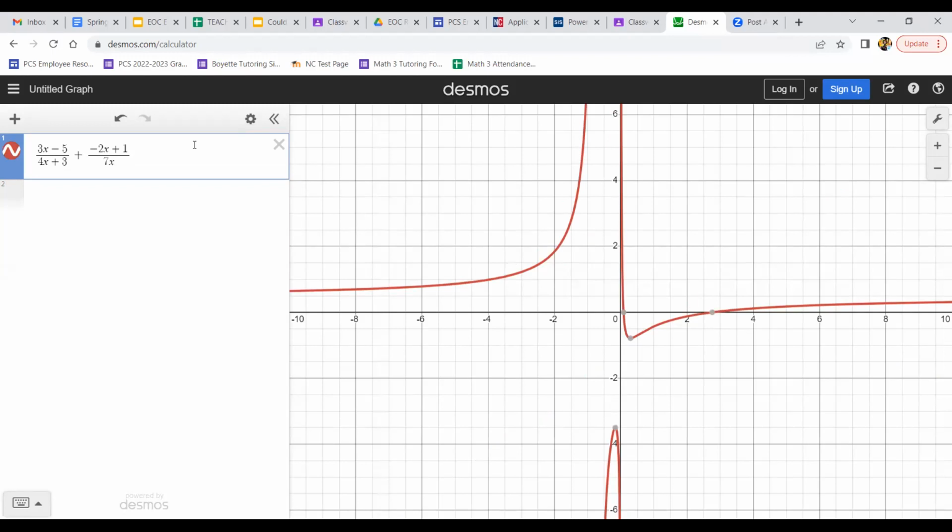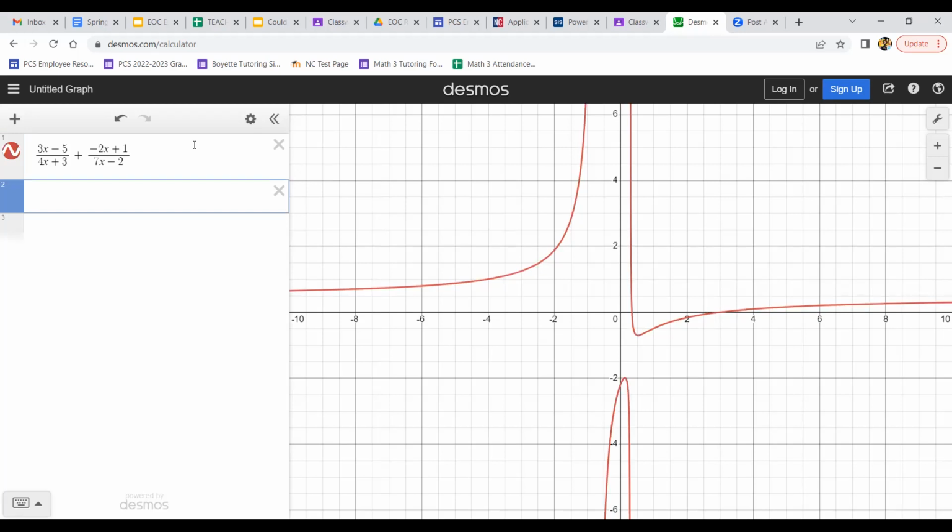Is that a plus? I think that's a minus. 7x minus 2. Okay, so there's the first one, and then with the second one, I'm actually going to type in the ax squared plus bx plus c over 4x plus 3 and 7x minus 2.